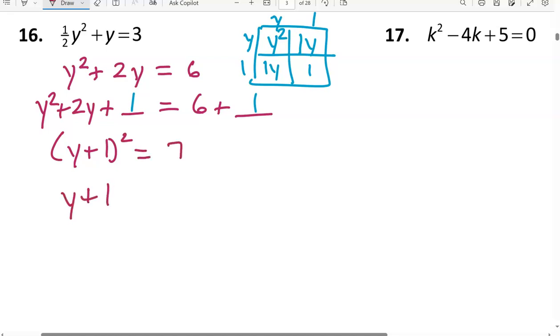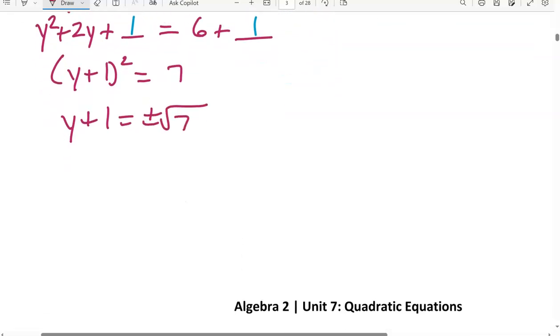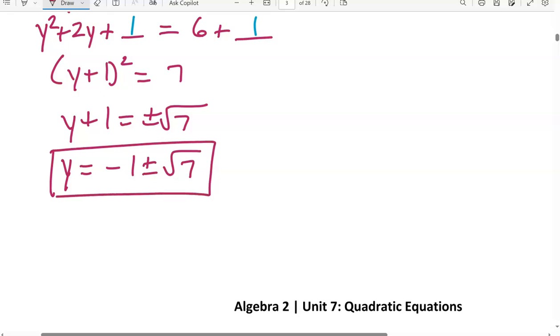And if y plus 1 squared is equal to 7, then y is equal to the positive or negative square root of 7. Subtracting 1 or adding negative 1 to both sides, negative 1 plus or minus the square root of 7.